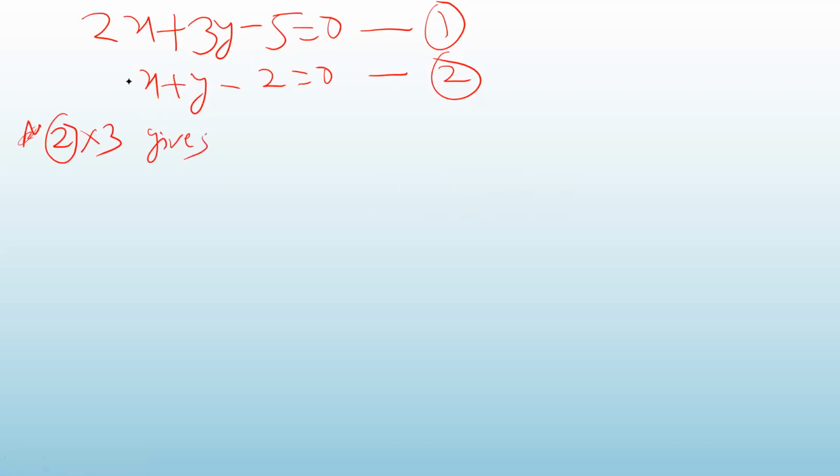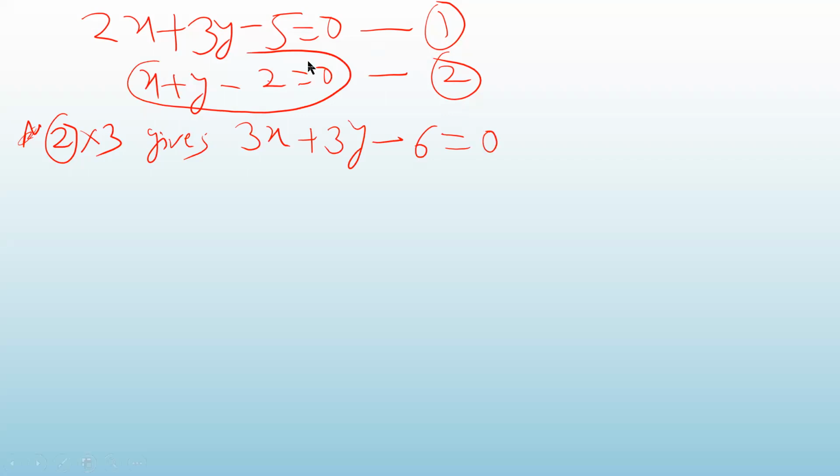See, second equation multiply by 3. So 3 into x, multiplying this equation by 3. So I have to multiply each and every term by 3. So 3x plus 3y minus 3 into 2, that is 6, equal to 3 into 0 will give me 0. So the second equation, the coefficient of y has become 3. First equation I keep as it is. 2x plus 3y minus 5 equal to 0.